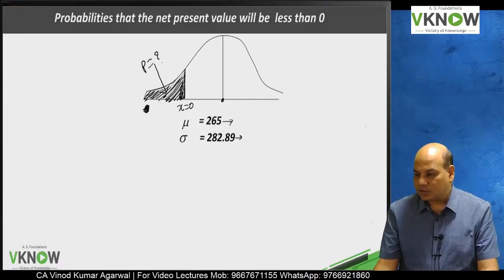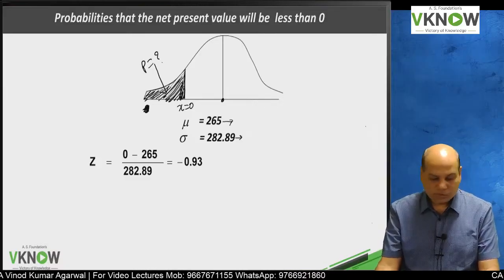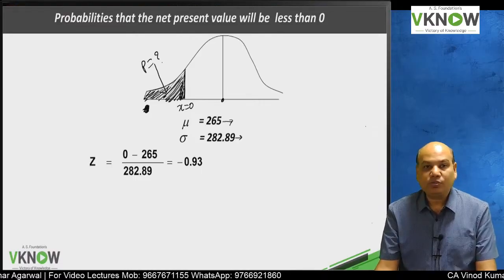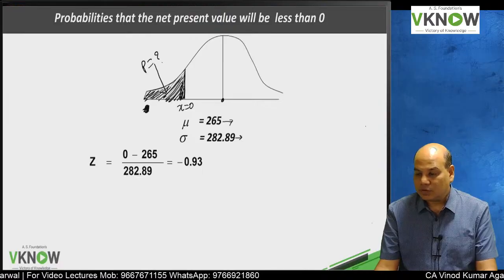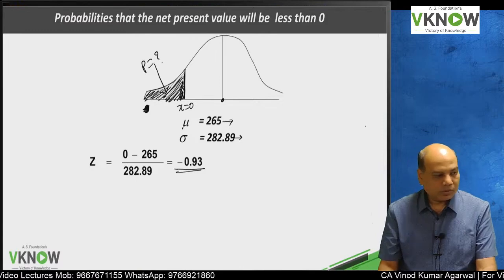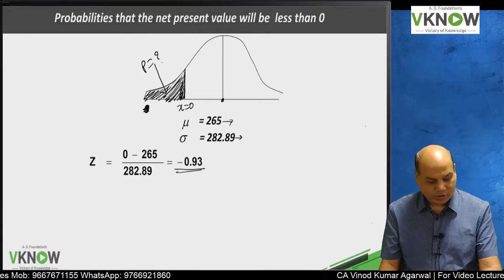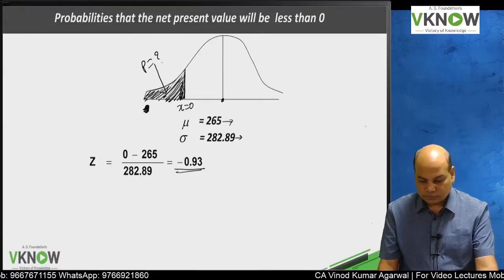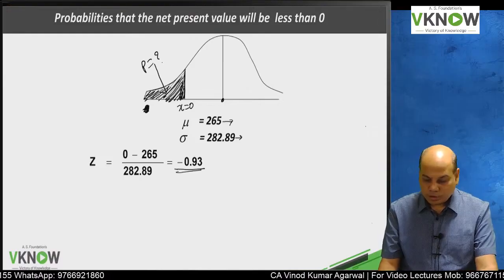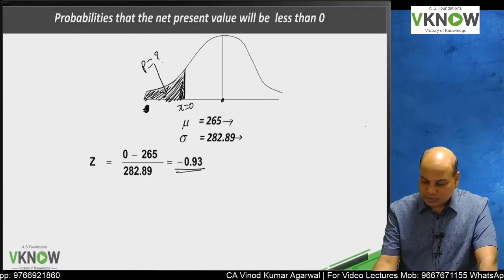I need to first find the Z value. Z is equal to 0 minus 265 divided by 282.89. Solve yourself and check. 0.93. Just confirm, is it right? You have to search in the normal table. 0.93 or 0.94 is okay. Let us go to the normal table.